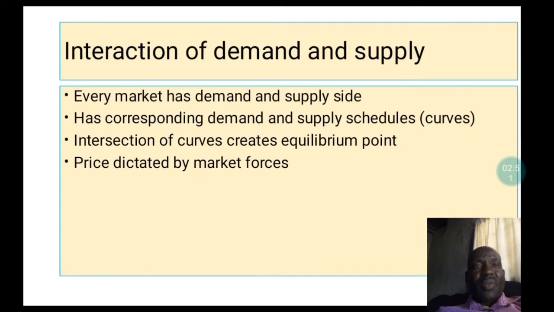Then we need to know that these demand and supply curves often interact at a point that we refer to as the equilibrium point. And it is through the interaction of demand and supply that the prices in the market are actually dictated. Okay, so these are some of the things that we need to be aware of as we proceed in this lecture.